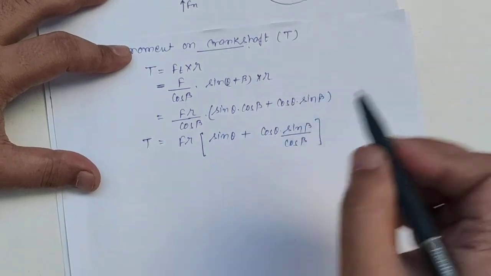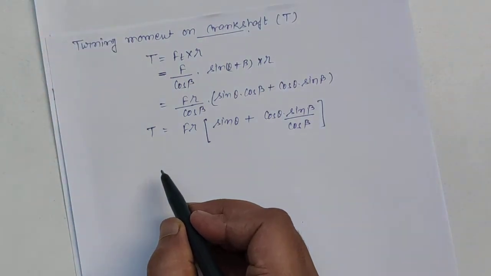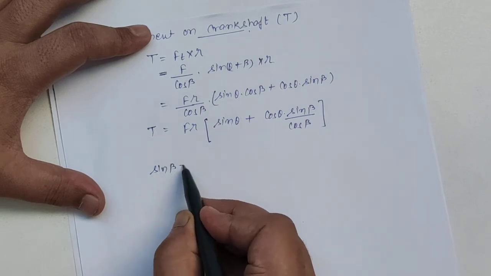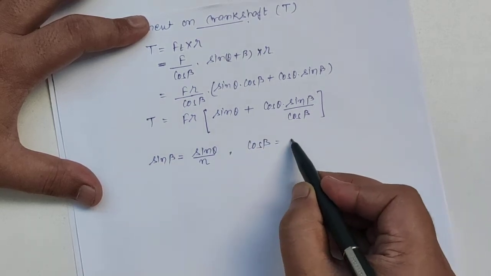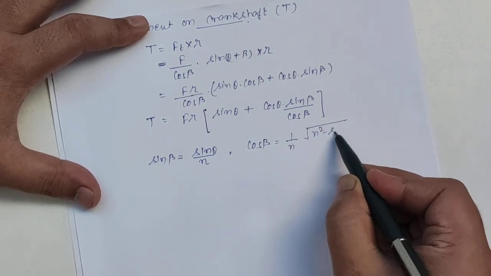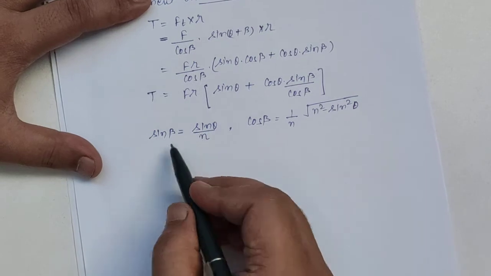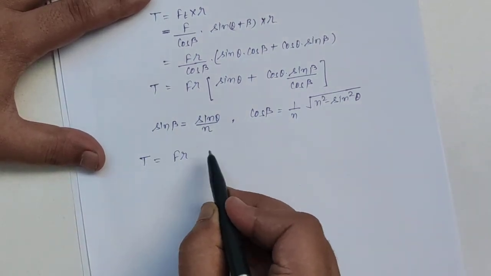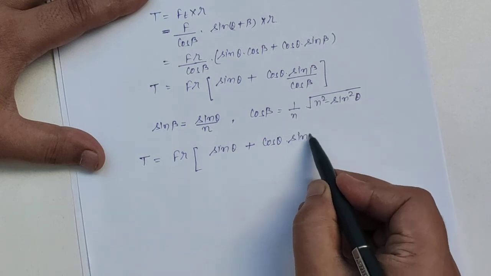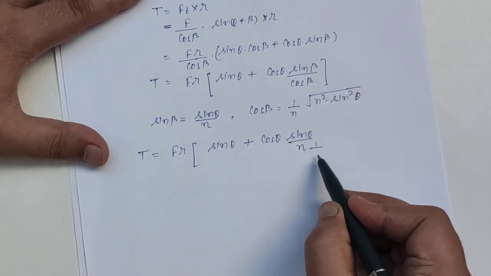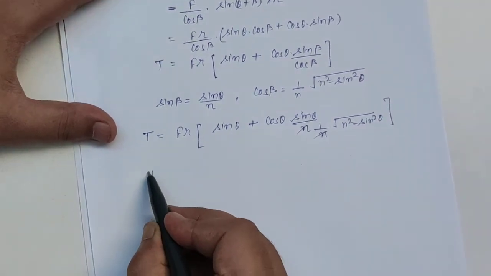Now we know the conversion of sin beta and cos beta. We have already calculated that value. Sin beta is equal to sin theta by n, and cos beta is equal to 1 by n under root of n square minus sin square theta. This one we have already discussed. Now put these values in the above equation, then FR, sin theta plus cos theta into sin beta, which is sin theta divided by n, and in the lower side we will have 1 upon n under root of n square minus sin square theta. This n cancels out.